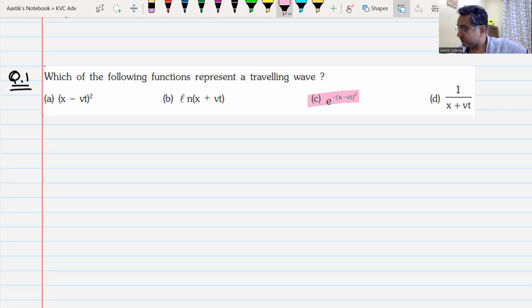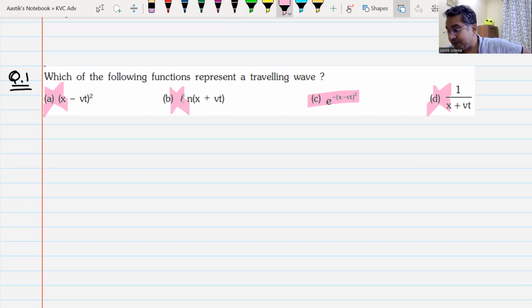Do we understand this? Yes or no? Yes, sir. It does not represent a finite value. At some point it will become infinite, not a wave. ln of 0 is not defined. It can become 0. So this is not a wave. Yes or no? Yes, sir. When x becomes minus vt, this becomes 1 by 0, infinite, not defined. It's not giving finite values at all points.